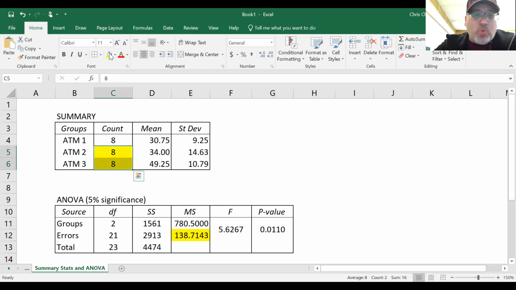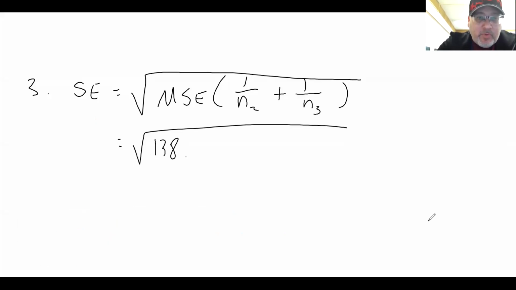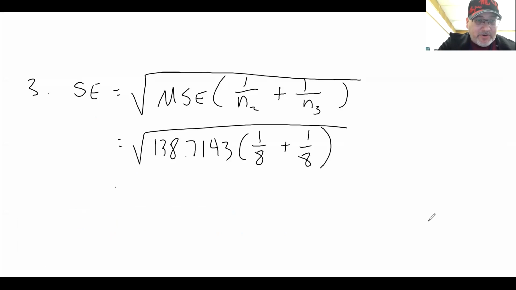So MSE is 138.7143. Each of the sample sizes was 8, so we have 1 over 8 twice. This goes into a calculator, comes out to 4 decimal places because it's obnoxious. This will be the same standard error that we had in the previous video because the sample sizes were the same. It was 5.8889.